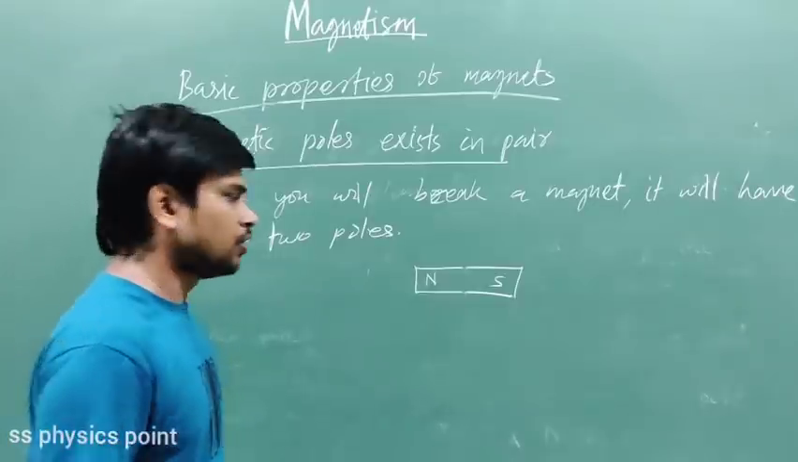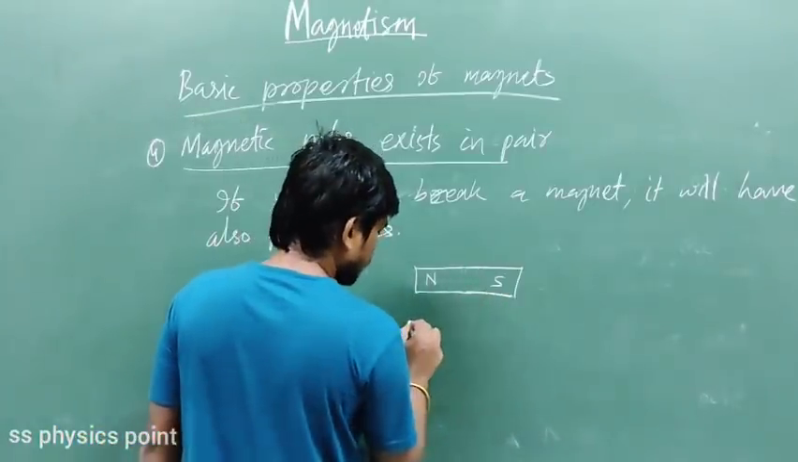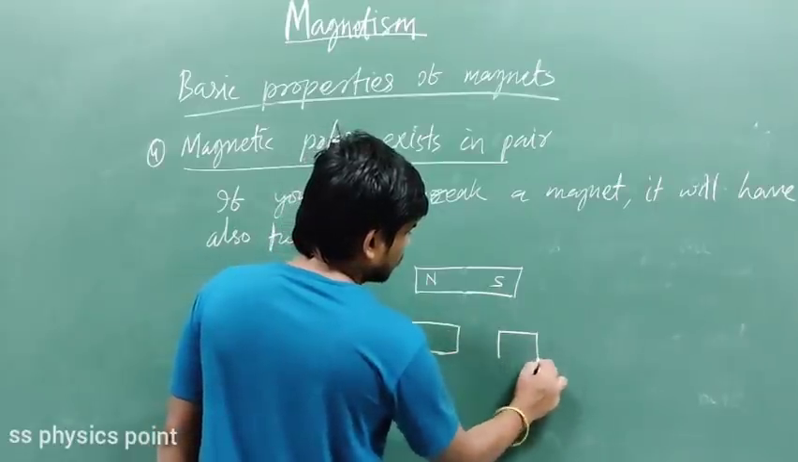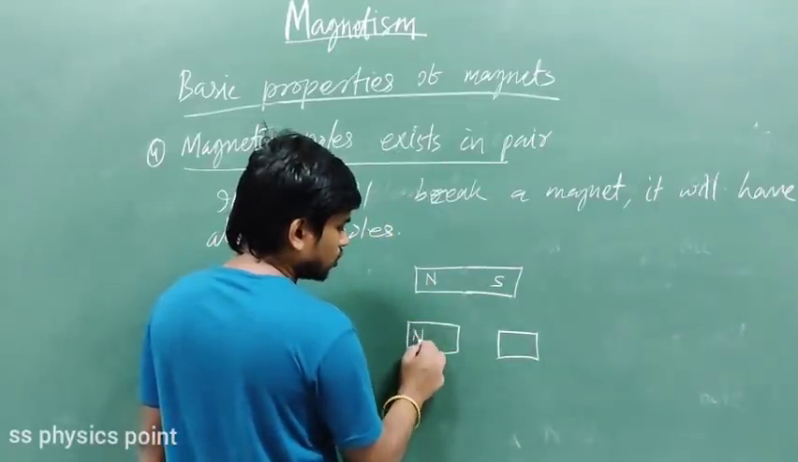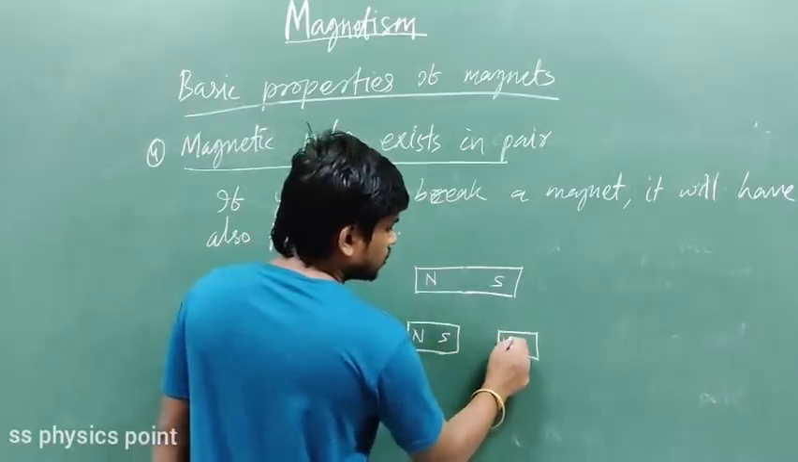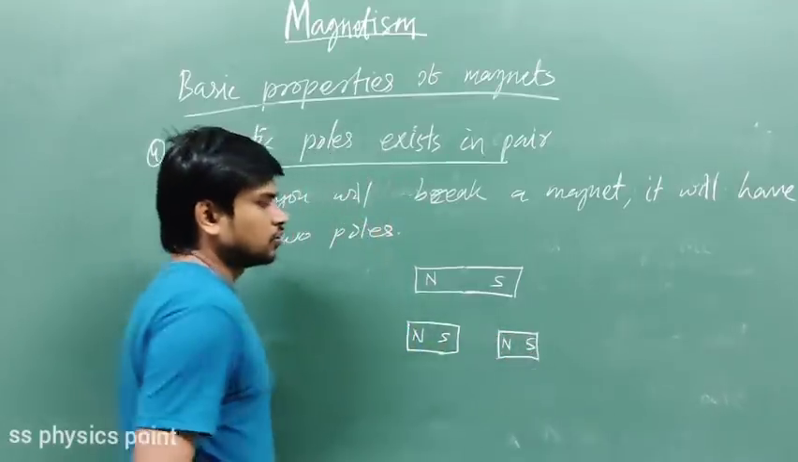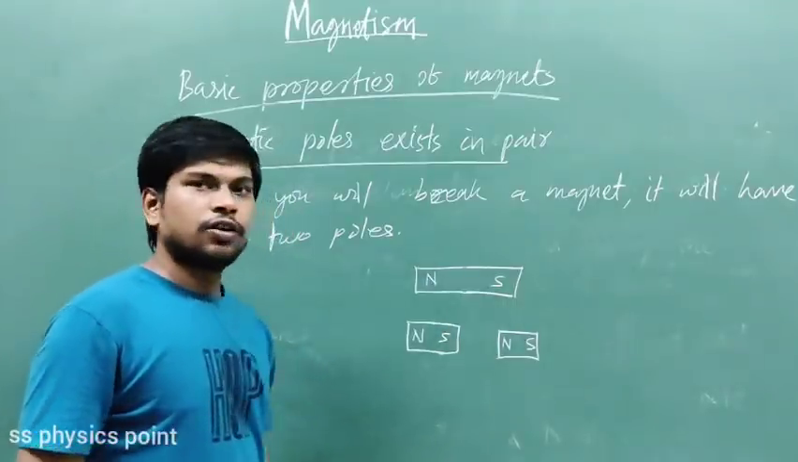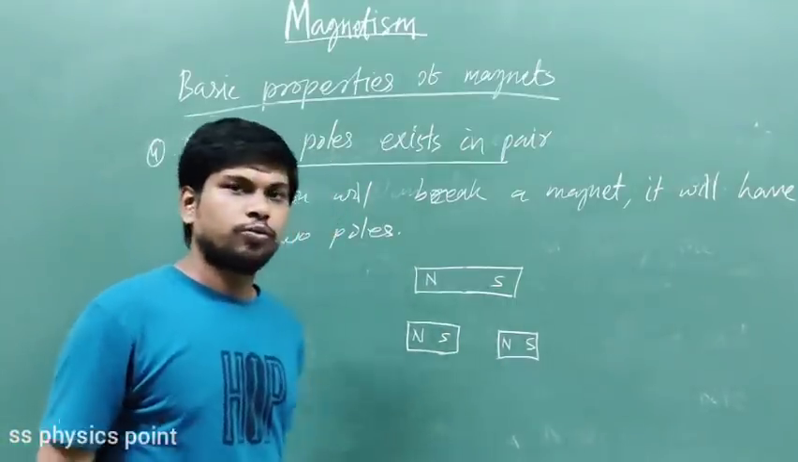आप इसको तोड़ रहे हो तो क्या होगा? दो हिस्से हो जाएगा. Suppose this is one part, this is one part. Here also it will have north pole, this will have south pole, this will have north pole, this will also have south pole. Remember, if you are breaking it also, it will have two poles.